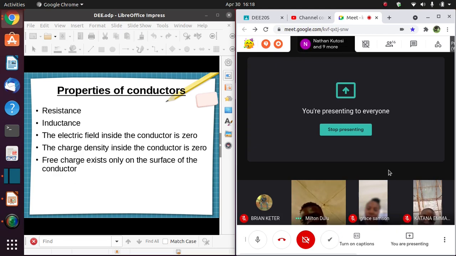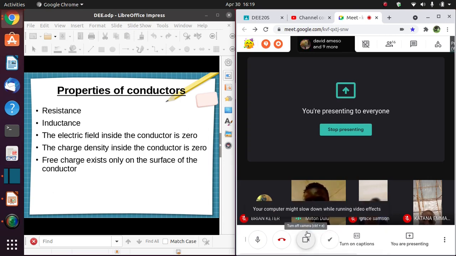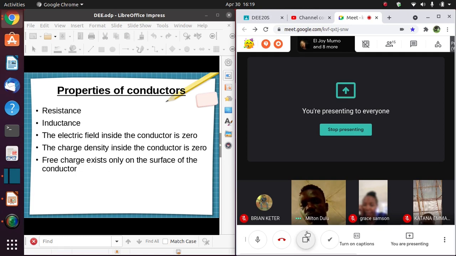Now, when we talk about inductance, what happens when you pass current in a conductor? A magnetic field is usually formed around that conductor. Okay? Now, when this magnetic field forms around a conductor, you'll find that you have an external field around the conductor, and you also have an internal field in the conductor, but that field which is inside the conductor is negligible, it is very small.